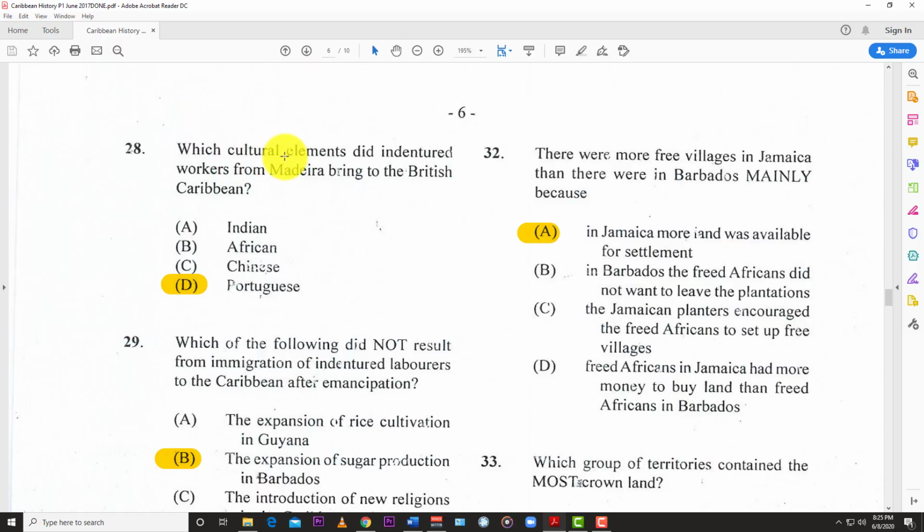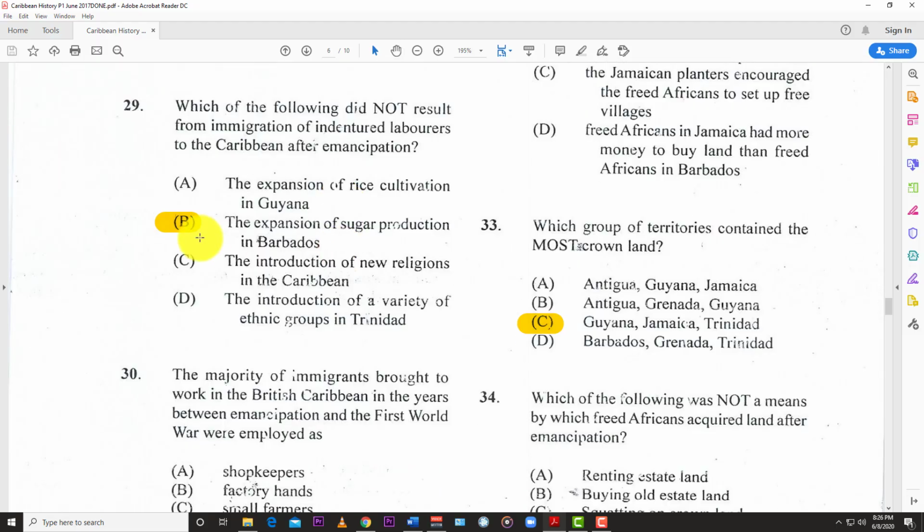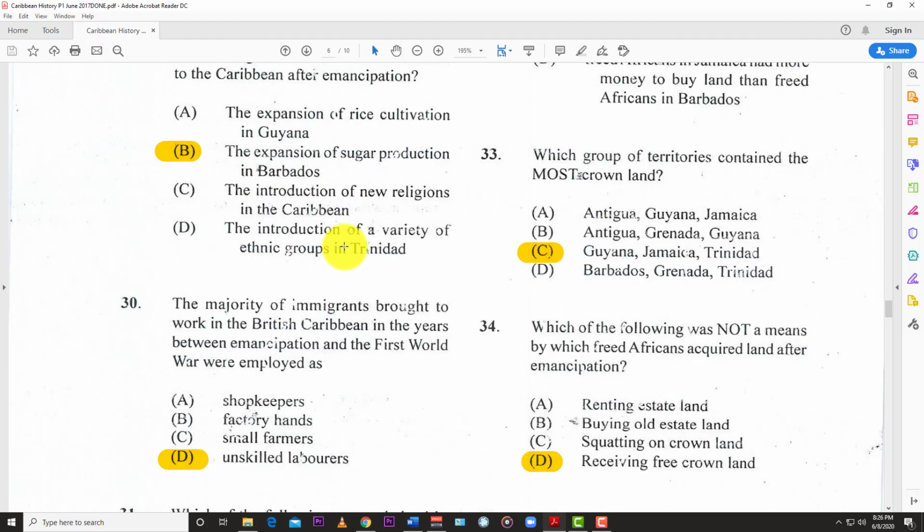28. Which cultural element did indentured workers from Madeira bring to the British Caribbean? And of course the answer is D, the Portuguese culture. 29. Which of the following did not result from immigration of indentured labor to the Caribbean after emancipation? And the answer is B, expansion of sugar production in Barbados.